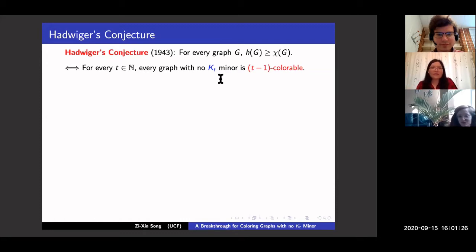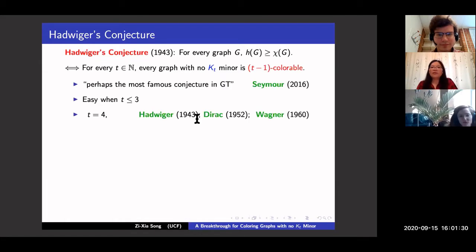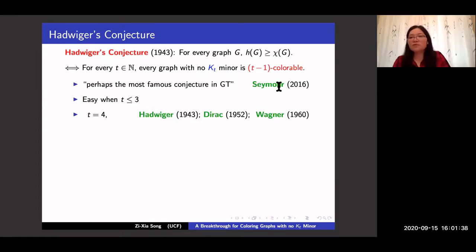Now from the previous slides you see here, this is easy when t is at most 3. I want to mention one thing here. Paul Seymour gave a beautiful survey back in 2016. In his survey, he commented that this conjecture perhaps is the most famous one in graph theory.